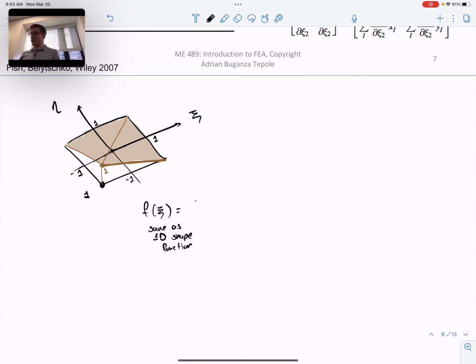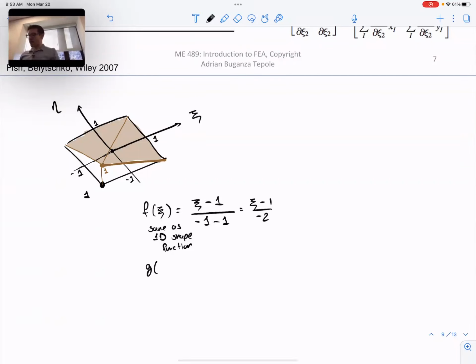So all we want to do is psi minus 1 over minus 1 minus 1, right? So psi minus 1 over minus 2. That is the same as the 1D shape function: if psi is minus 1, it's going to be 1. If psi is plus 1, it's going to be 0.